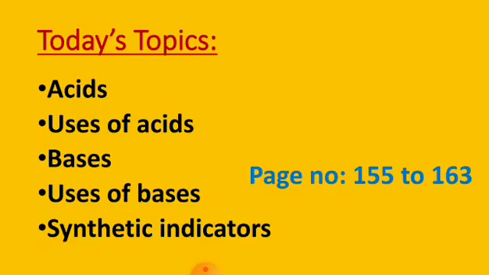Students, in this session we are going to discuss acids, uses of acids, bases, uses of bases, and synthetic indicators. Students, these topics are our reduced syllabus portion. Okay, students. These topics are covered on page numbers 155 to 163 in our textbook. Let us see.